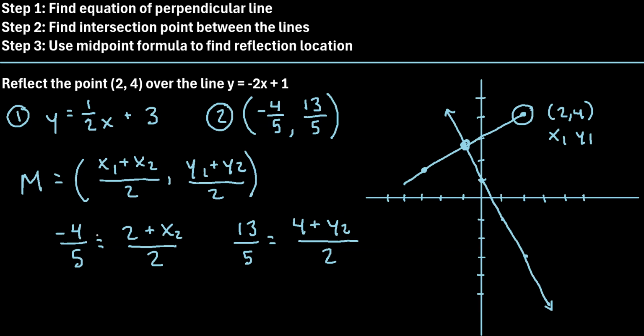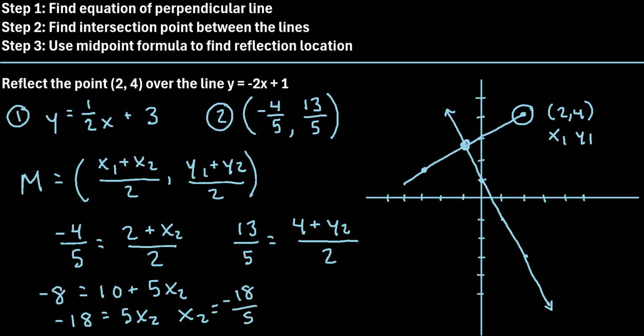So let's do that. So we can start by cross multiplying each side. So we'll say -4 times 2, so -8 is equal to 5 times 2 is 10, plus 5 times x2 will just be 5x2. So to solve for x2, we can subtract a 10, and we get -18 is equal to 5 times x2. If we divide both sides by 5, we'll find that x2 is equal to -18 over 5. So there's our x coordinate. Now we just need to figure out what is our y coordinate.